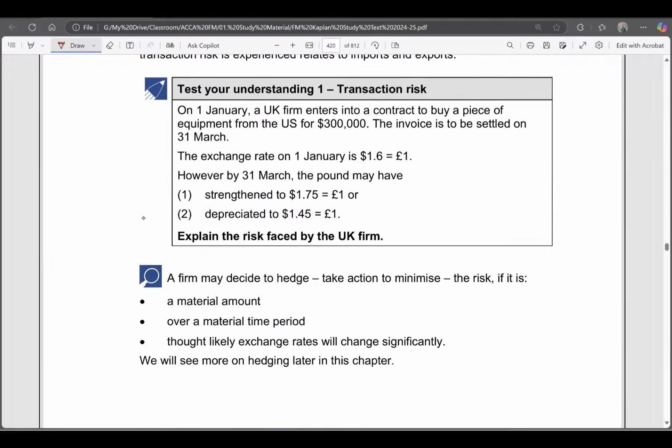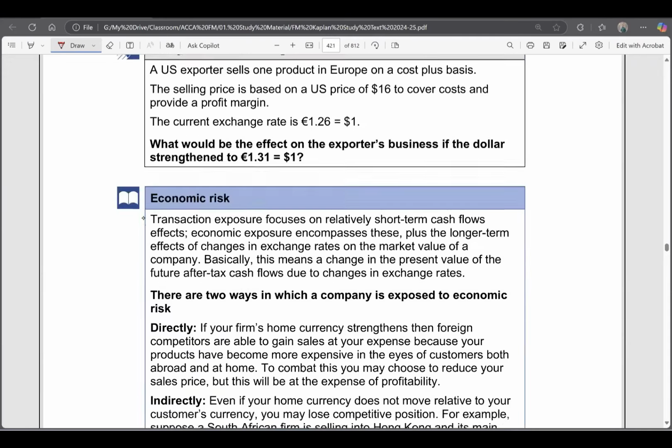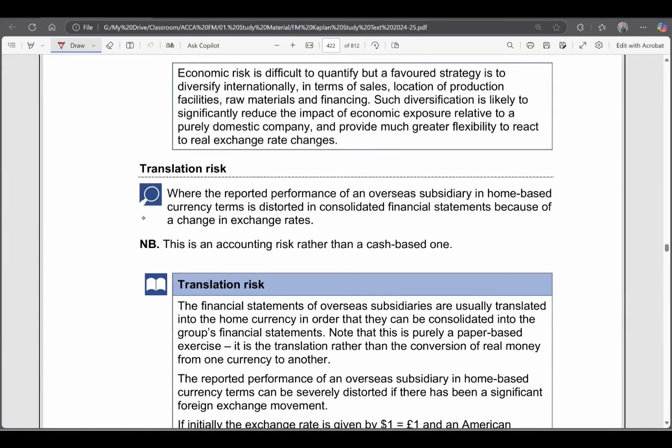That's the only risk we will discuss in detail in FM paper. Then we have translation risk. As the name suggested, translation. This is the risk when you have foreign assets, foreign subsidiaries, or foreign liabilities.